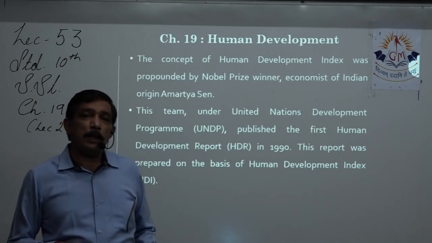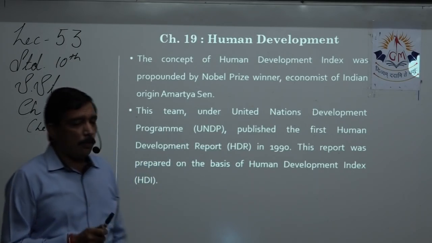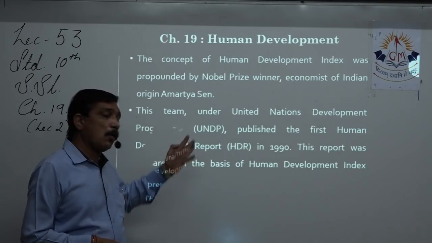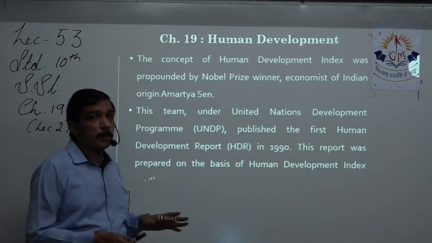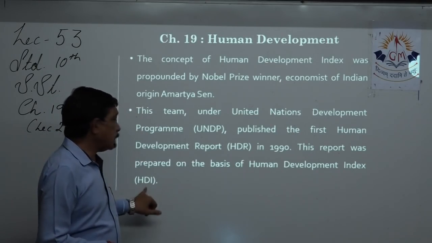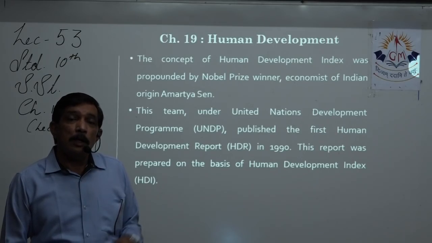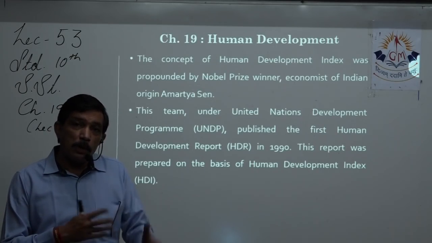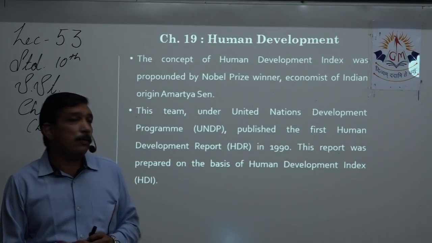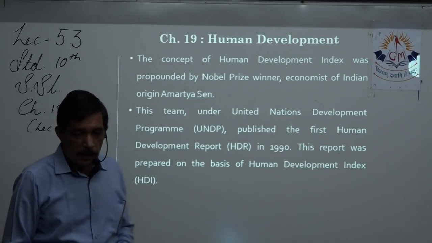This team under the United Nations Development Program, that is UNDP, published the first Human Development Report, HDR, in 1990. That means HDI pehle bana hoga, uske upar HDR banaya tha. So it must be some 1 year, 2 years back. This report was prepared on the basis of the Human Development Index, that is HDI. Amartya Sen and his team, under the guidance of the United Nations Development Program, propounded this theory, and the UN allowed them to do that and it gave a very good result. It gave its first report, HDR, in 1990, based on the HDI of the previous year.